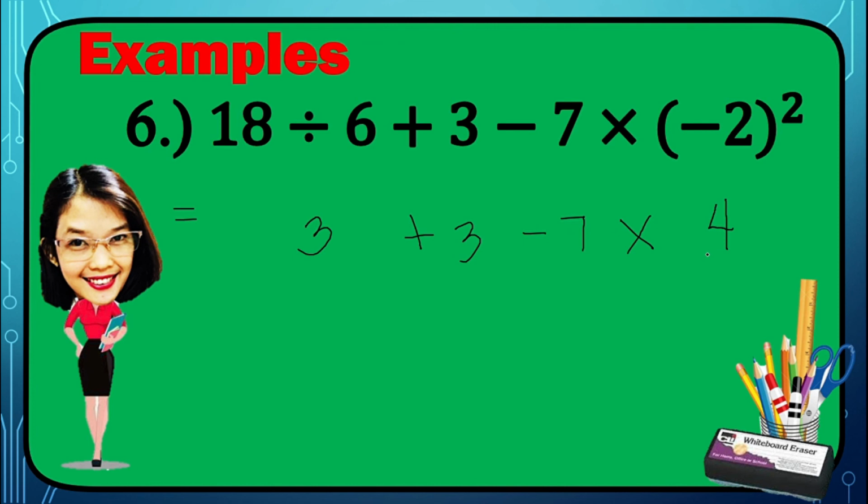Now from the MDAS, we will multiply 7 and 4. So we will have 3 plus 3 minus 28. 3 plus 3 is 6. Minus 28, the answer will be negative 22.